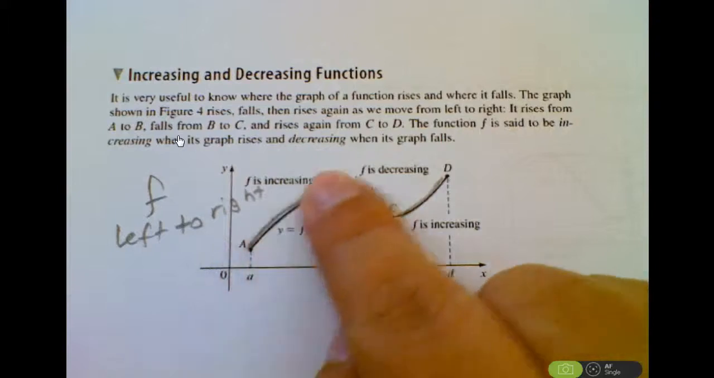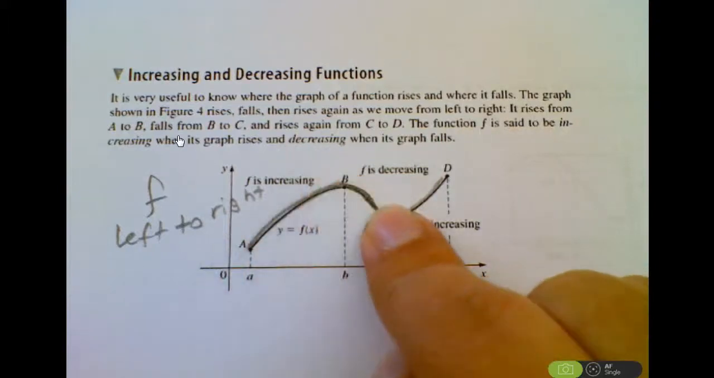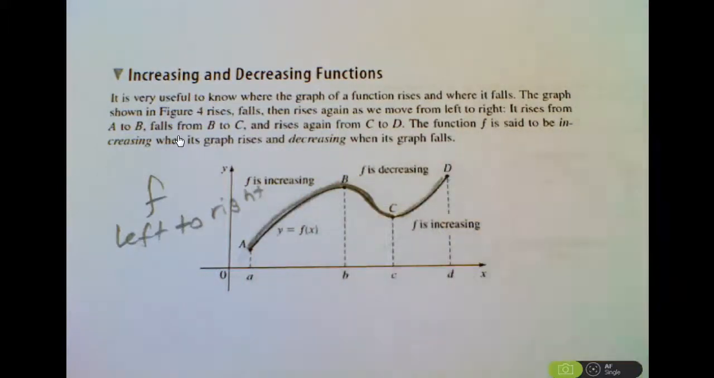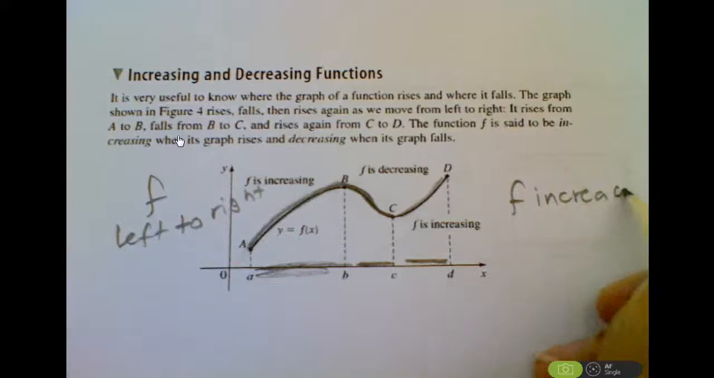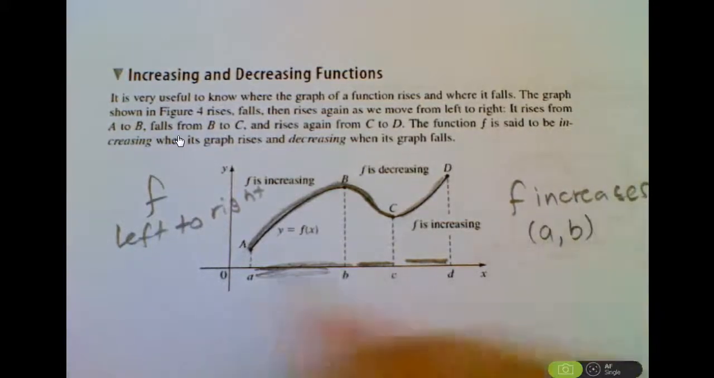So my finger goes up, it's increasing. My finger goes down, decreasing. My finger goes up, increasing. So on the domain, I have 1, 2, 3 intervals where the function behaves differently. In here, f increases on the interval from A to B, whatever those numbers are. If it's 1 and 5, then you will say 1 and 5.